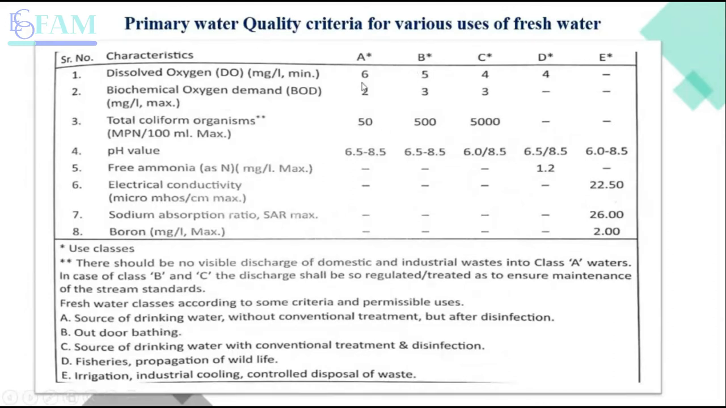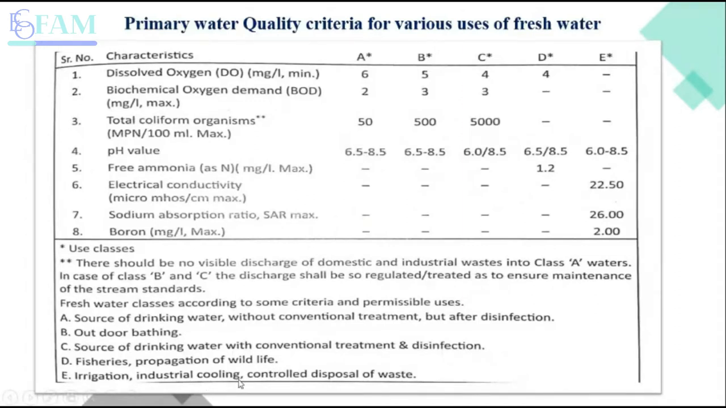But as we change from category A to B, we cannot use this water for drinking, only for bathing and washing purposes. Category C can be used for drinking water only when it is treated, or disinfection is done, like chlorine tablets, or some kind of primary, secondary or tertiary treatment. We will discuss that in the last slides. Category D is fit only for fishing and propagation of wildlife and fishery. Pisciculture can be done in category D. And category E is fit only for irrigation and industrial cooling.